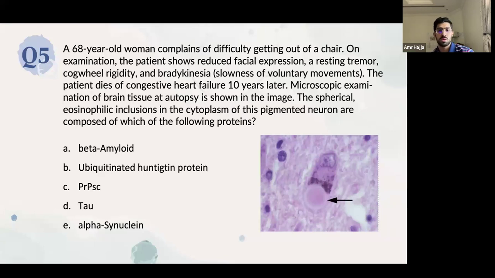A 68-year-old woman complains of difficulty getting out of a chair. On examination, the patient shows reduced facial expression, resting tremor, cogwheel rigidity, and bradykinesia, which is slowness of voluntary movements. The patient dies of congestive heart failure 10 years later. No need to read the whole question. So the answer here is E, correct? It's alpha-synuclein. Let's move on to question 6.